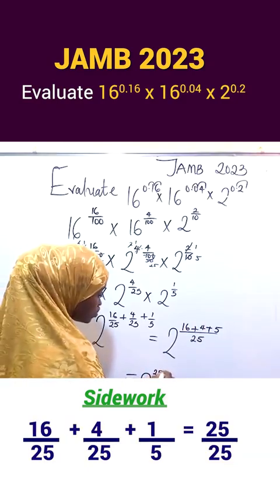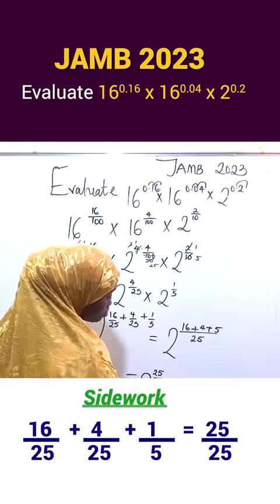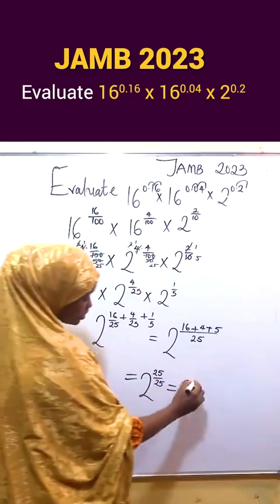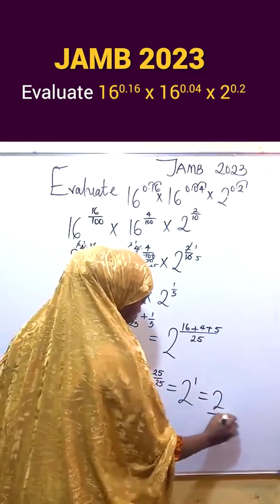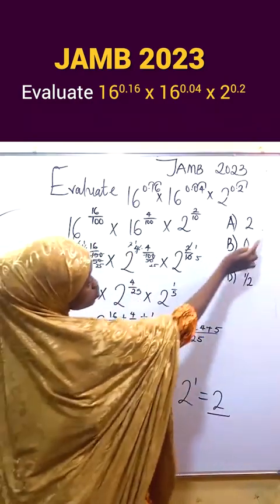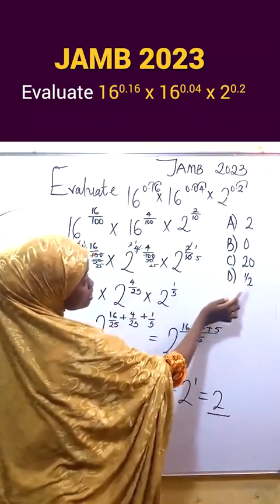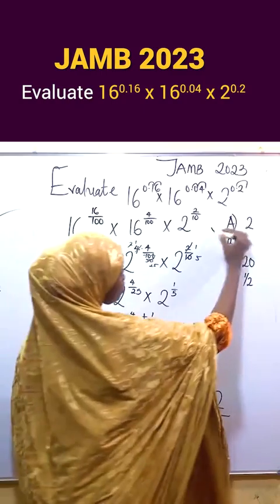So we have 25 over 25. So this is equal to 2 to the power of 25 divided by 25 is 1, and 2 raised to power 1 means 2. So the final answer is 2. So we have the options. Option A is 2, B 0, C 20, D 1 over 2. So the correct option is option A, which is 2.